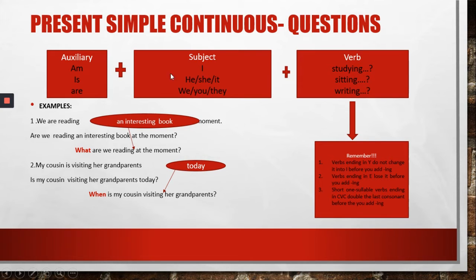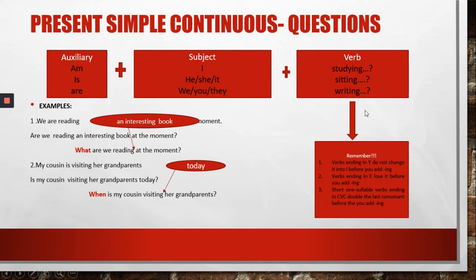For subject I, we use auxiliary am, as a form of the verb to be, plus verb with ing ending. For subject he, she, it, we use auxiliary is plus verb with ing. And for subject we or you or they, we use are as a form of the verb to be and the main verb with ing form.